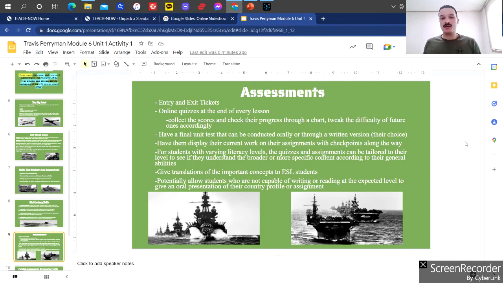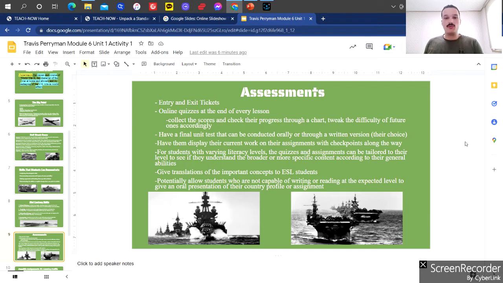Have a final test that can be conducted orally or through a written version, and have them display their current work on their assignments at various stages, kind of like a battle operation. Here's the beginning, here's the final victory goal, here are the points you need to get along the way.